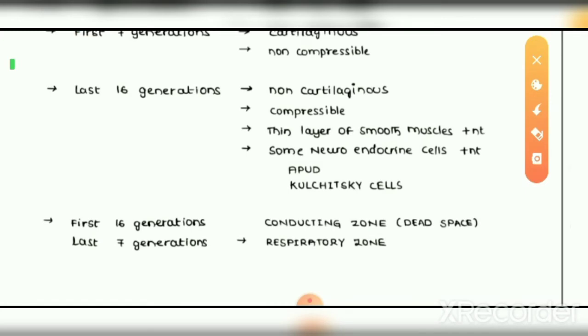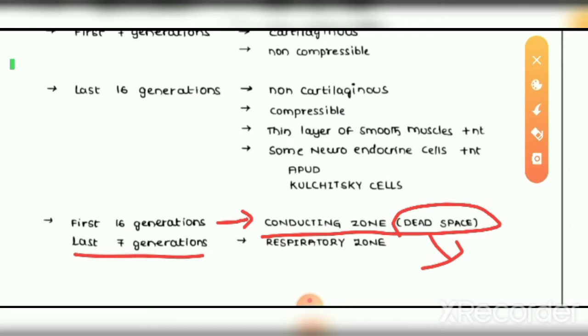Again, an important thing: the first 16 generations are called the conducting zone, that is the dead space. Dead space is the air which is not used in respiration, and it comprises anatomical dead space and physiological dead space. I will teach that later. The last 7 generations are called the respiratory zone, where respiration takes place, and here respiration does not take place. That's the most important thing you have to remember, guys.